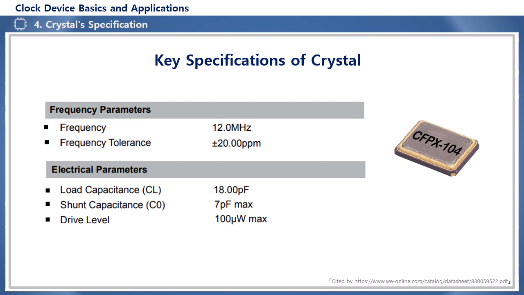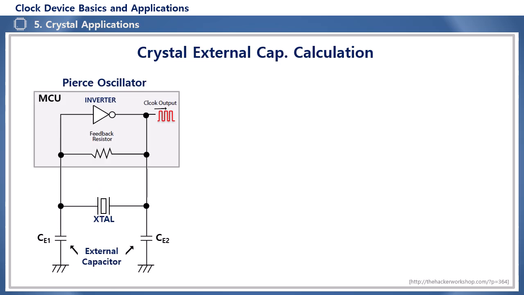Load capacitance CL is the capacitance value when the crystal is connected to an external circuit, that is, two capacitors, and operates at a normal oscillation frequency. In other words, it means the equivalent capacitance value when looking at the two terminals of the crystal when connected to an external circuit. Shunt capacitance C0 refers to the capacitance value that exists equivalently between the two electrodes of the crystal. Drive level refers to the power consumed by the crystal and indicates the maximum power value under normal operating conditions.